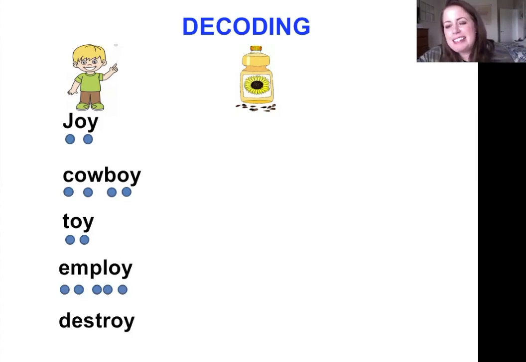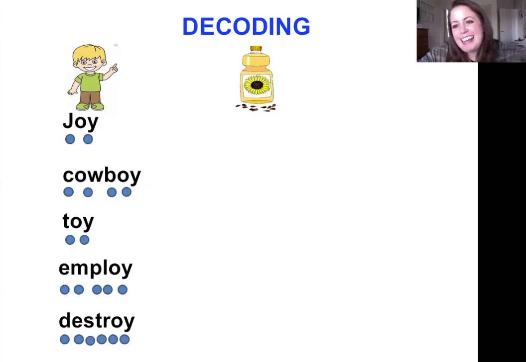Last but not least in this column, I'm looking at the D and the E at the beginning. It's an open syllable, so that E is going to say its name. I also see our OY pattern at the end, so let's try it. Here we go. D, E, S, destroy. Destroy. Wow, that's a long one.